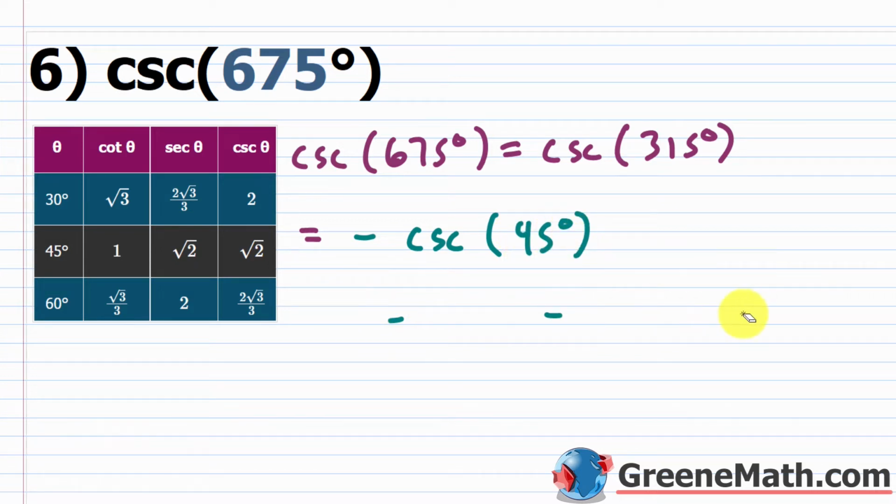Let's get rid of this scratch work here. And so I can just go into my table. If I want the cosecant of 45 degrees, that's the square root of 2. But again, I've got to slap this negative sign on it. So this will end up giving me the negative of the square root of 2.